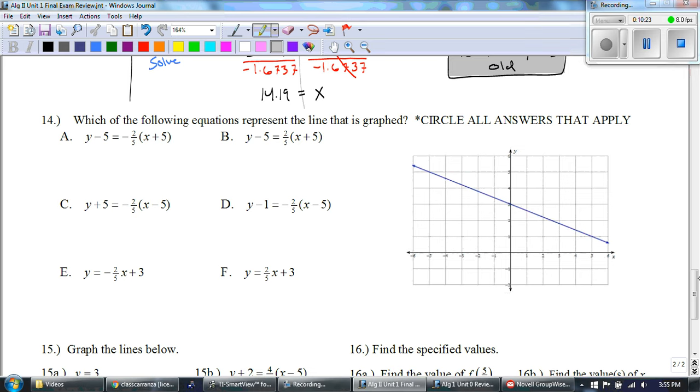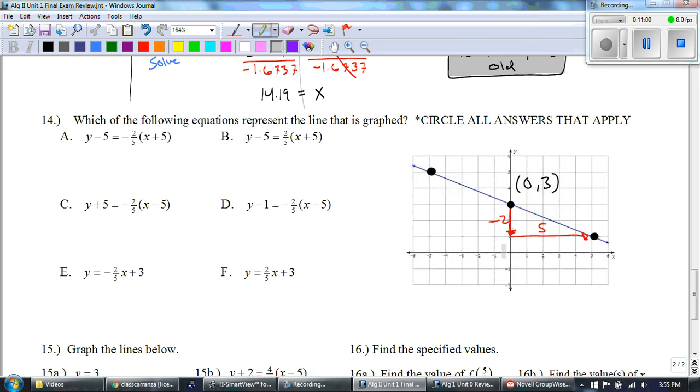Okay, so number 14, which of the following equations represents the line that is graphed? Well, to figure out what the line is graphed, let's write the equation. So I'm just going to go through, I'm going to find a couple points that I see fit this graph. And I need to know that first point, which is our y-intercept, which is 0, 3. And the other thing I need to know is what the slope is. So I had to go down 2 and to the right 5.